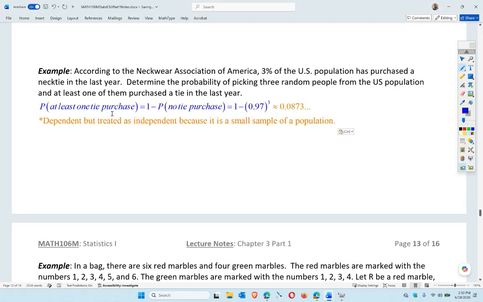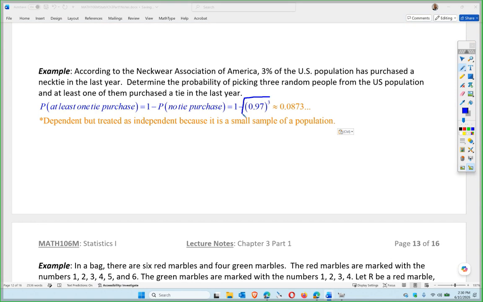What I want to do here is, instead of doing at least one tie, do the 1 minus probability of no purchase, right? So if it's 3% purchase, and it's 97% did not purchase, which is approximately a decimal. And again, since it's the same one every time, I'm treating this as independent, even though it really is dependent. But it's so little difference, it doesn't actually matter, because you take 3 people out of 400 million people, it's not going to matter all that much, to be honest. Okay, that's the end of this part.